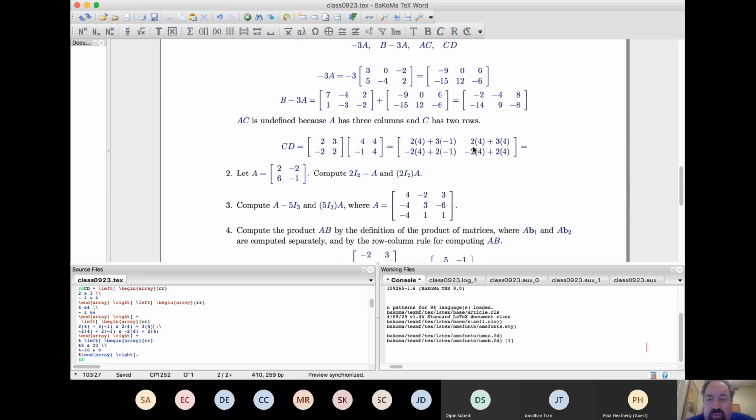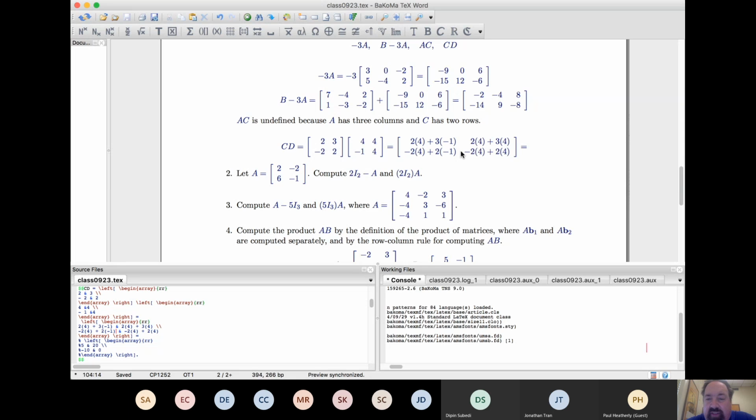To get the second row of a product, I need to use the second row of the first matrix, C. So here is entry row 2, column 1, the 2, 1 entry. So I use the second row of the first matrix, first column of the second matrix. So I have minus 2 times 4 plus 2 times minus 1 down here.